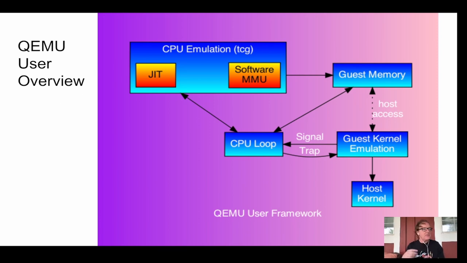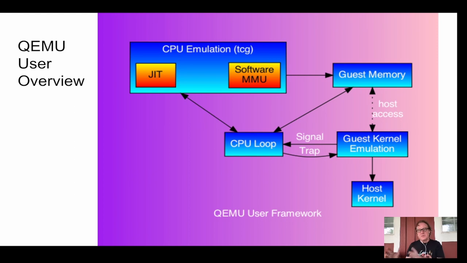In this mode, there's a CPU loop that processes exceptions that the TCG system generates. These are exceptions for traps for system calls, or division by zero, or an illegal instruction, or, you know, there's a whole laundry list that vary from system to system, and the CPU loop has to emulate it. When it gets a trap of some flavor, it calls the guest kernel emulation, and that is the bulk of the specific portion of the code that BSD user has written.